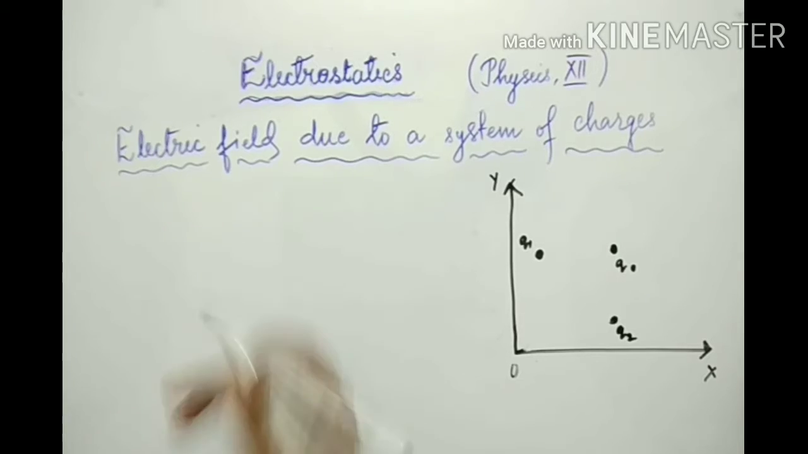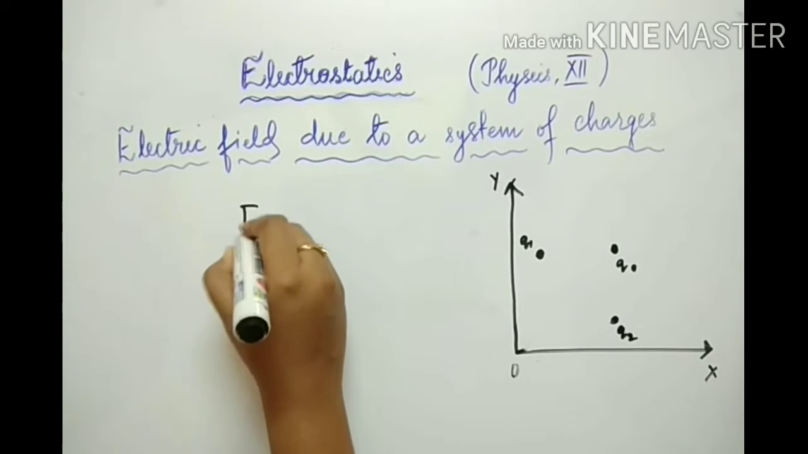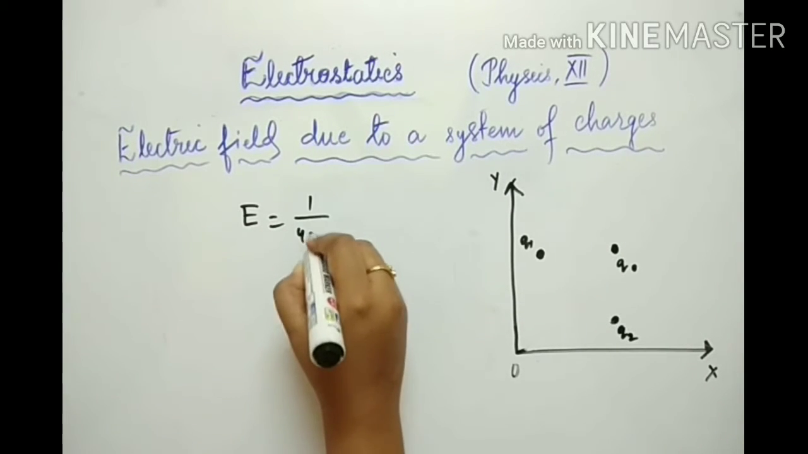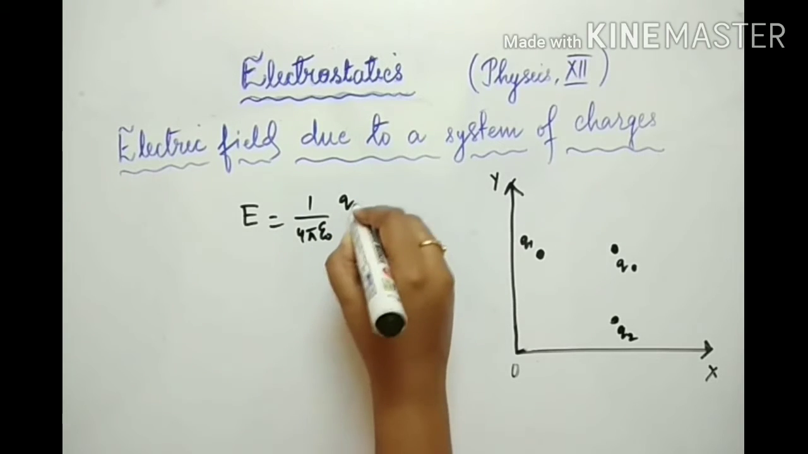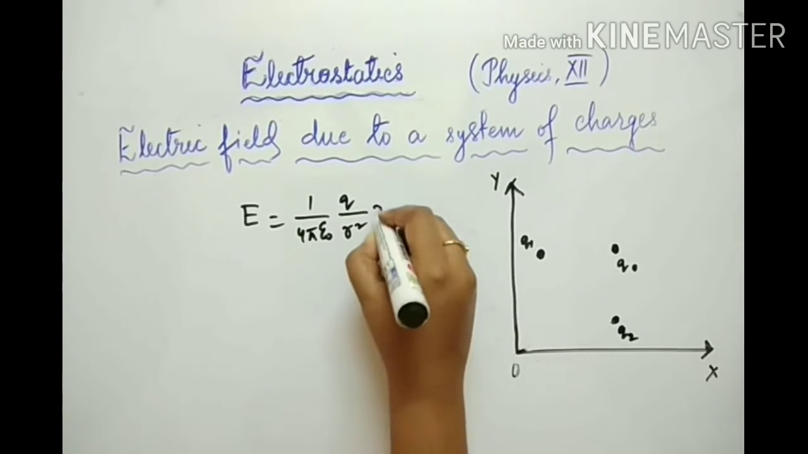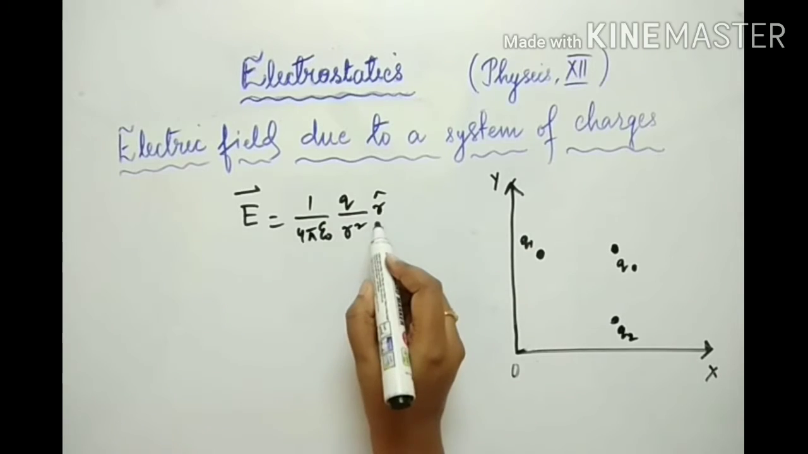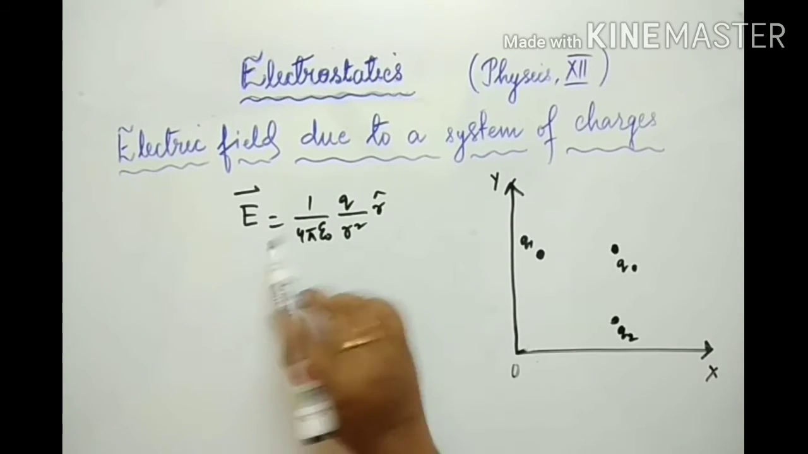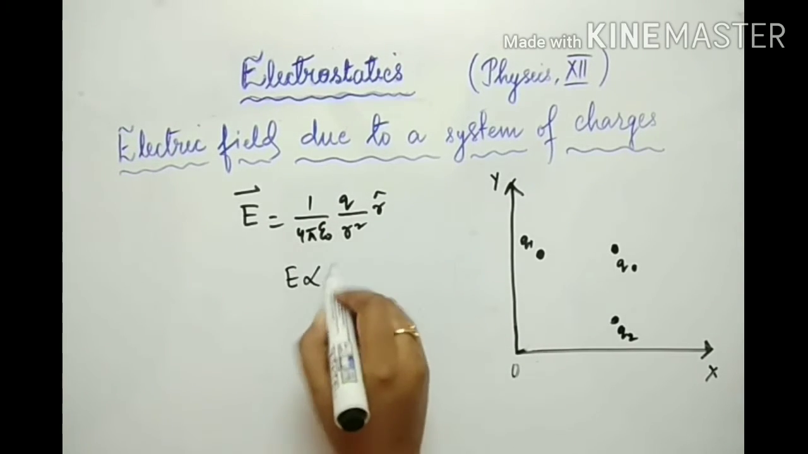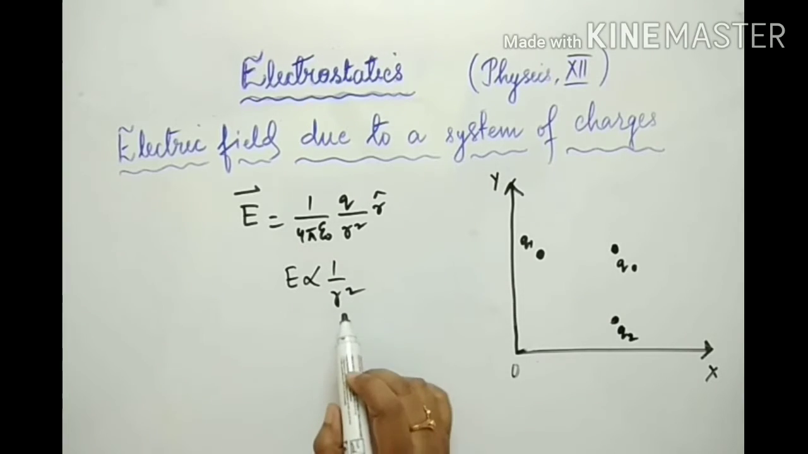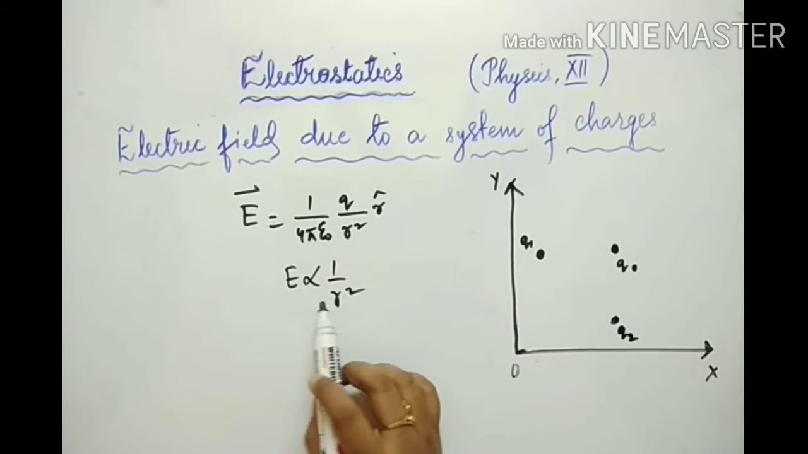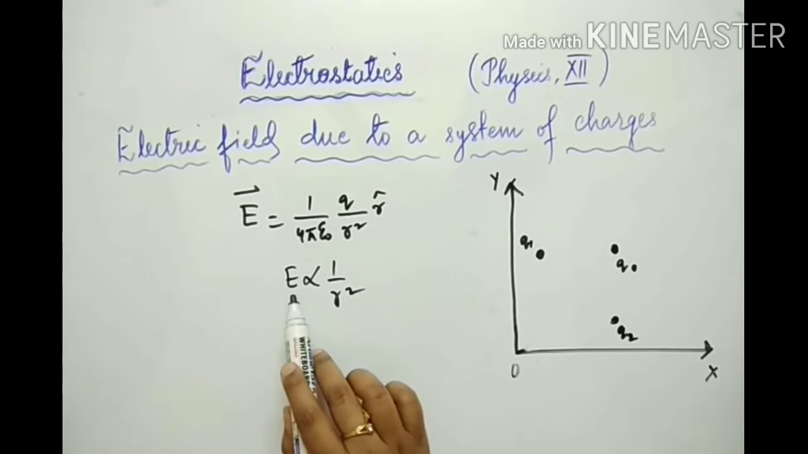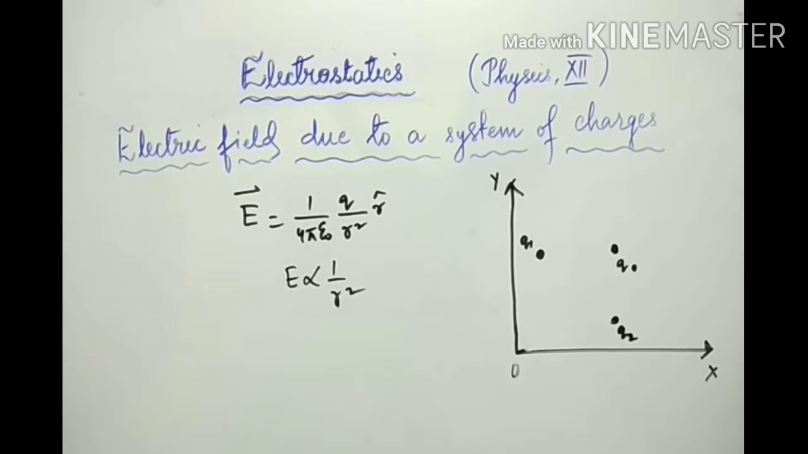And I hope you remember that electric field due to a point charge is given by 1 by 4 pi epsilon naught q by r square, r unit vector, where r unit vector points in the direction of electric field, and we can also say that E is proportional to 1 by r square, and this field is a radial field and is also spherically symmetric. So this is all we have learned in the previous video.